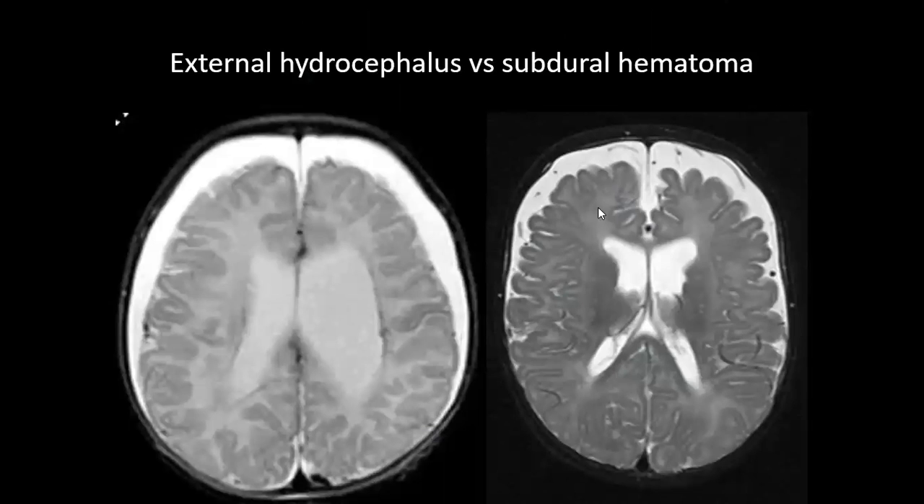How to differentiate between benign enlargement of subarachnoid spaces in infancy, or external hydrocephalus, and subdural hematoma or hygroma? In this case, you can find the blood vessels coursing freely in the subarachnoid space, while in subdural hygroma or hematoma, all the blood vessels will be compressed against the surface of the brain.